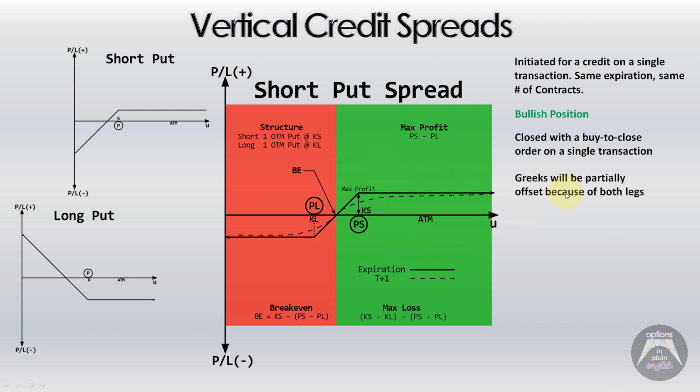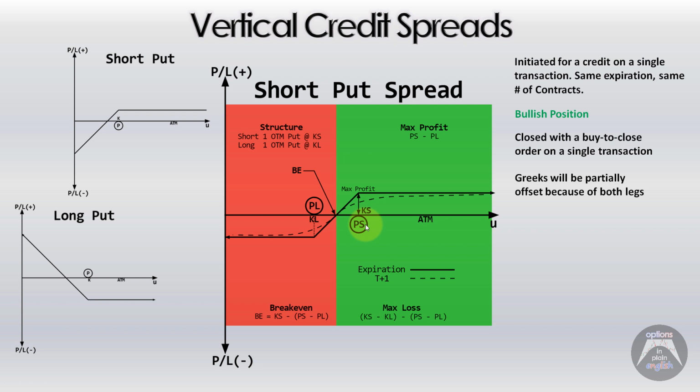The Greeks will be partially offset because of both legs. So when you sell a put, you have positive theta, so positive time decay. Time passing is beneficial to you. However, because of the put that you had to buy to cap your losses, this is going to start decaying. So time decay for this one is negative, for this one it's positive. So the overall time decay is going to still be positive, but it's going to be reduced by a lot because you have both legs.